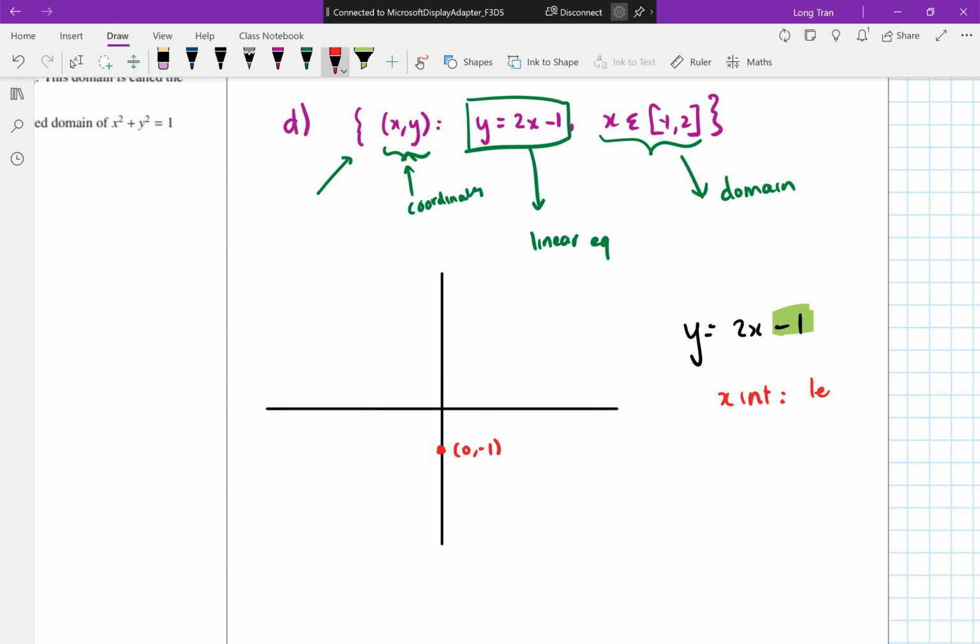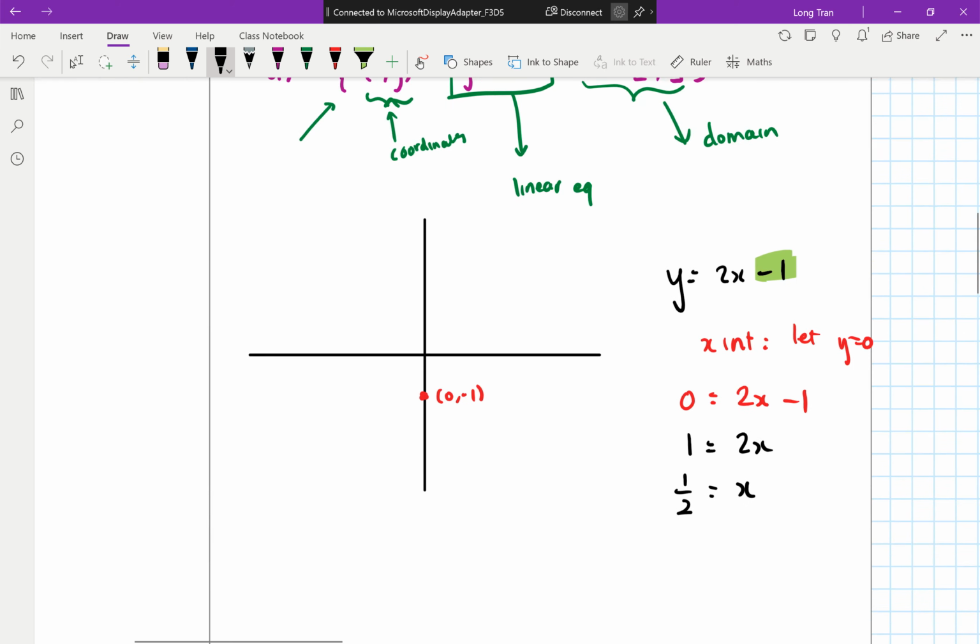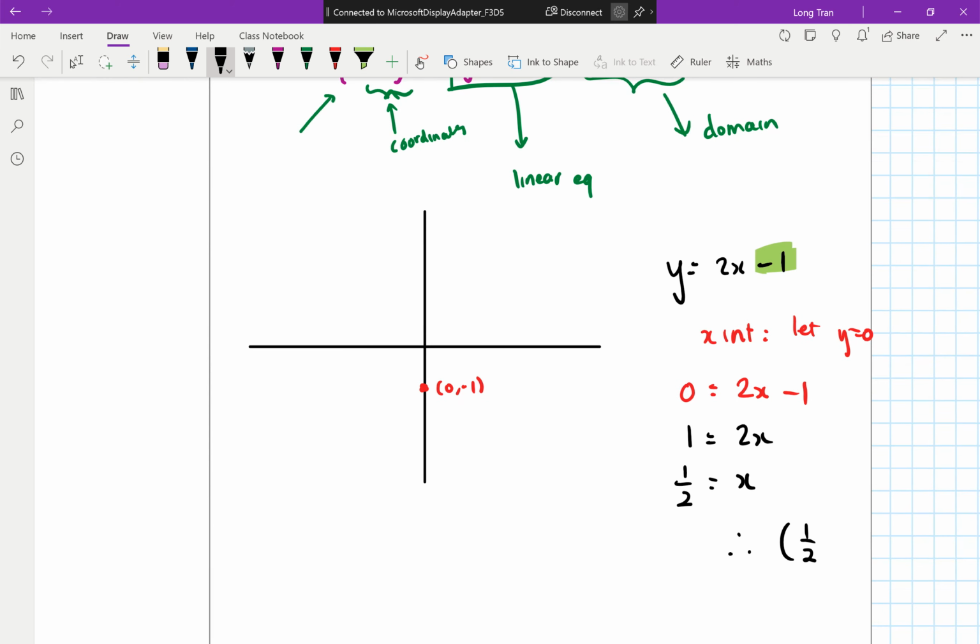Good. Let y equal 0. So here we go. We've got 0 equals 2x minus 1. Using your algebra skills, add 1 on both sides. Divide 2 on both sides. x equals half. Therefore, my x-intercept must be, when x is half, y is 0. Here's my point.